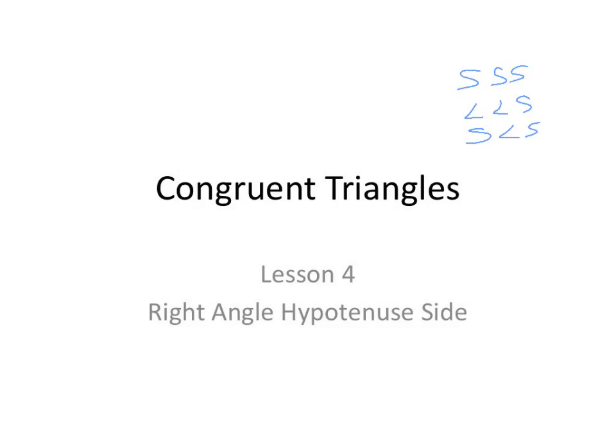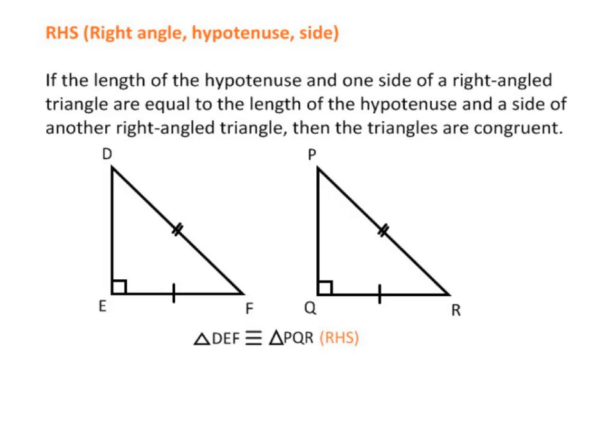In the last lesson, we proved 2 triangles are congruent using this reason over here. The right angles are equal, the hypotenuse equal, and one other side. So it says if the length of the hypotenuse, and just very quickly before we go on, the hypotenuse is always the longest side in a right angle triangle, and it's opposite the right angle. So if the length of the hypotenuse and one side of a right angle triangle are equal to the length of the hypotenuse and a side of another right angle triangle, then the triangles are congruent. The reason we use is right angle, hypotenuse, side. So it may seem a bit complicated, but let's see how that works.